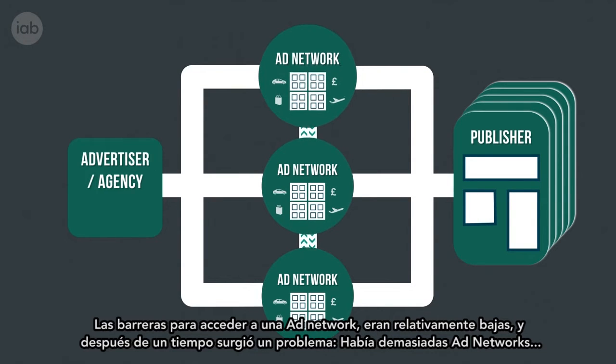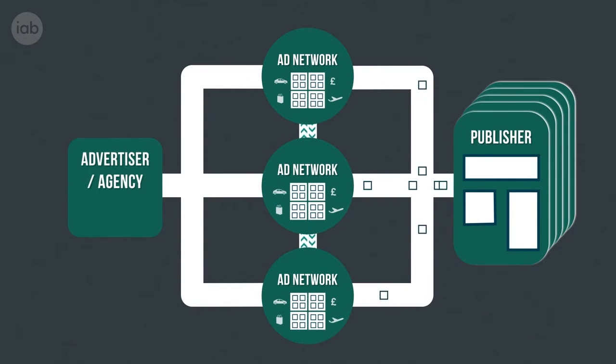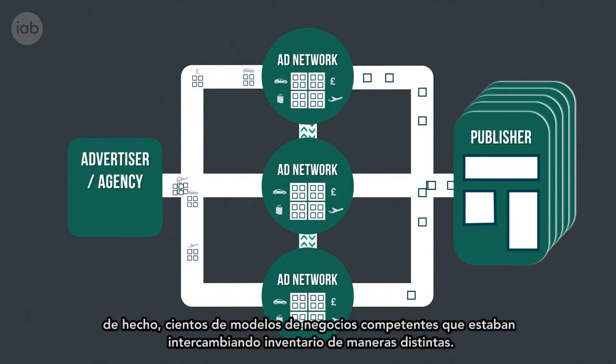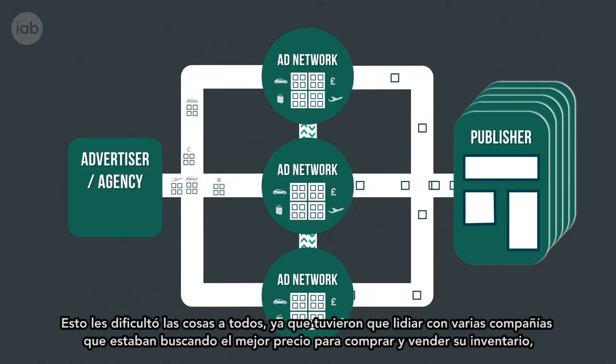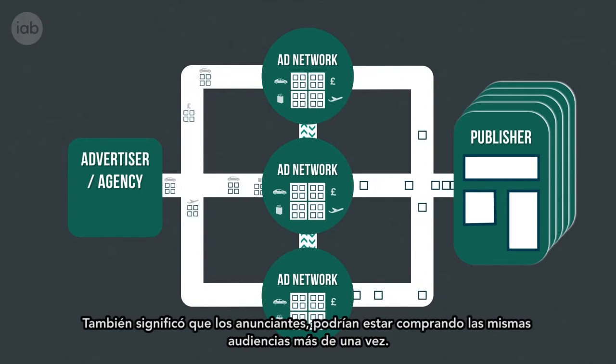Barriers to entry for the ad networks were relatively low, and after some time an issue arose. There were lots of ad networks. In fact, hundreds of competing business models that were trading inventory in different ways. This made it hard for everyone, as they had to deal with lots of different companies looking for the best price to buy and sell their inventory. It also meant that advertisers could be buying the same audience more than once.